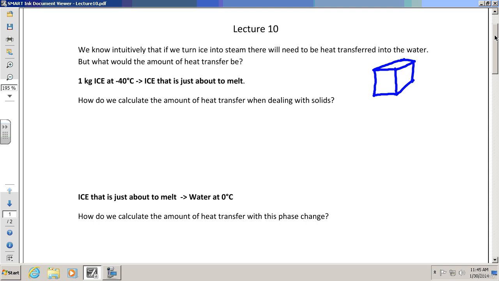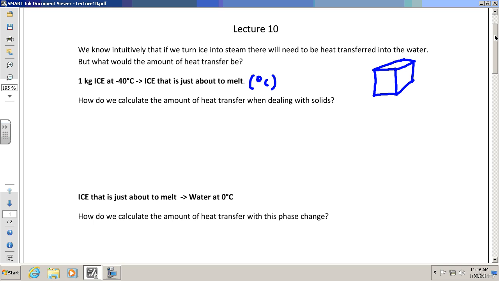And we want to ask ourselves here, what amount of heat does it take to take that really, really cold ice and turn it into ice that's just about to melt? But remember, we're not talking about a phase change in this process. It's still solid ice both before and after. So I have 1 kilogram of ice at minus 40 degrees C, and I'm going to turn it into ice that's just about to melt. Obviously, if it's just about to melt, it's going to be basically at 0 degrees C, but it hasn't melted yet. It's just gotten to that point.